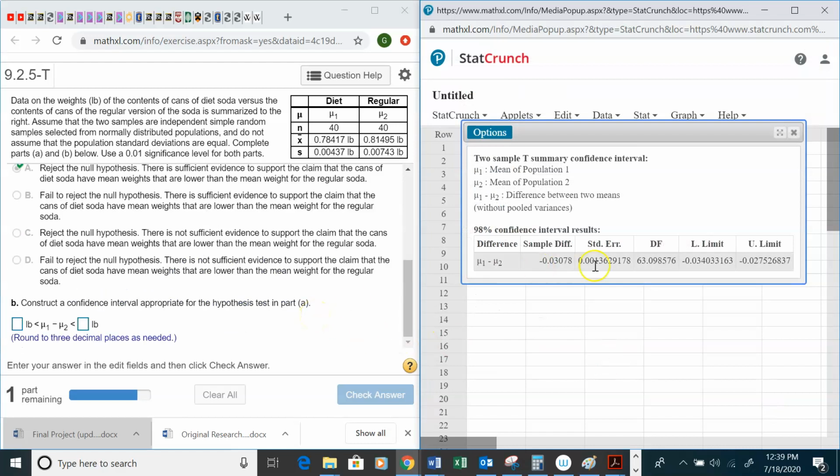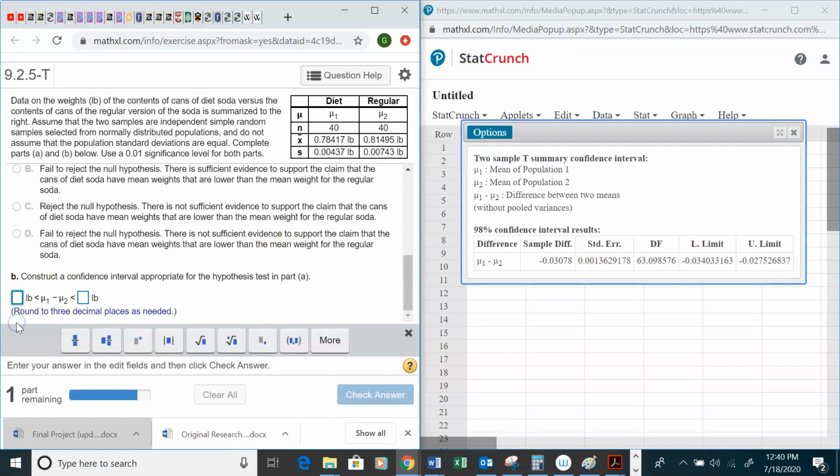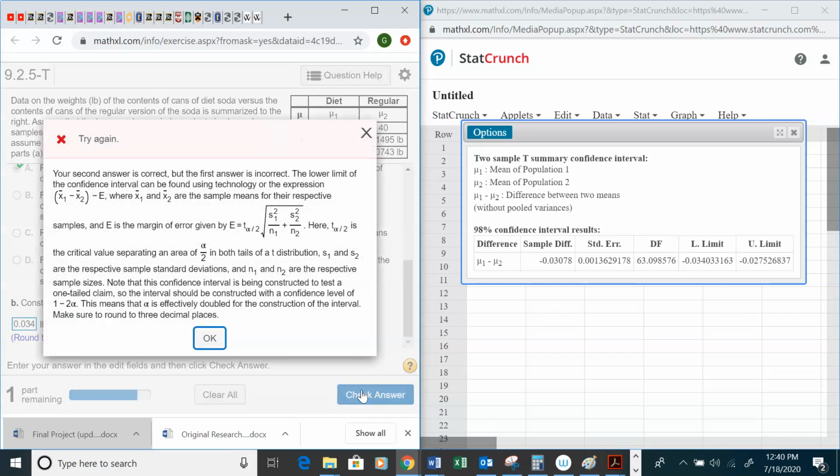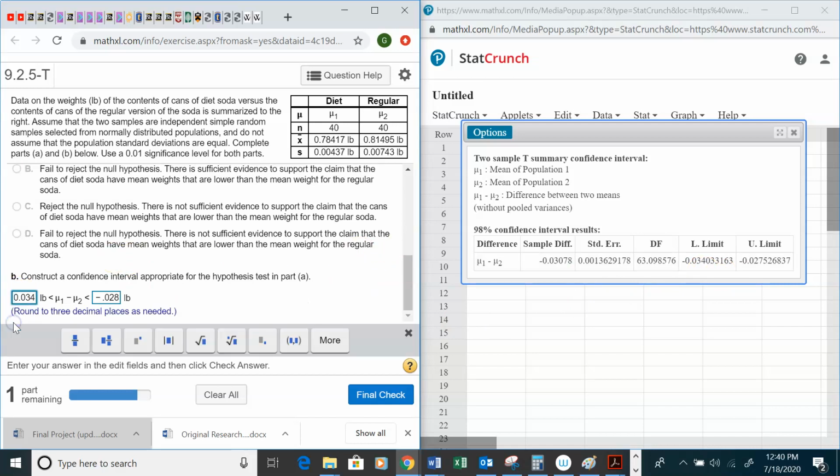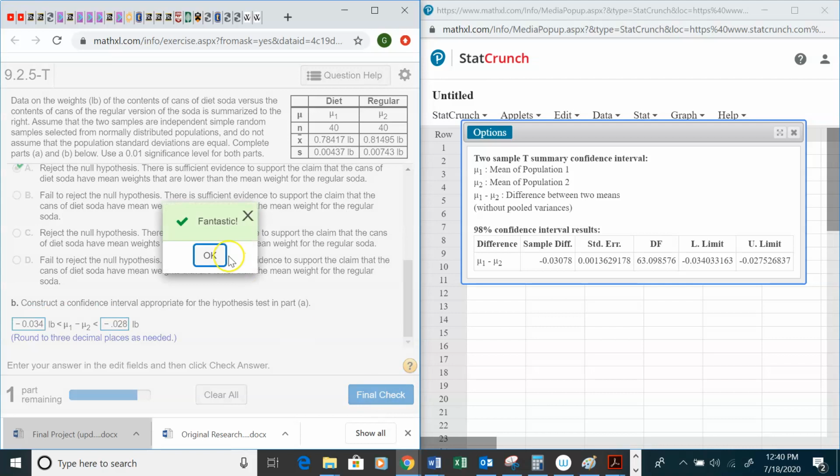So, having put in 0.98, we have a lower limit and an upper limit, and I just need to round these correctly. So this is a negative 0.034, rounded to three places. The upper limit is a negative 0.028. It's just barely an 8 instead of a 7. We round up. And they say I'm wrong. So what did I do wrong? 0.034. Maybe this is why the student's having trouble. It's because I don't know how to type. I do believe I said negative. There's my negative. Okay, they're happier.